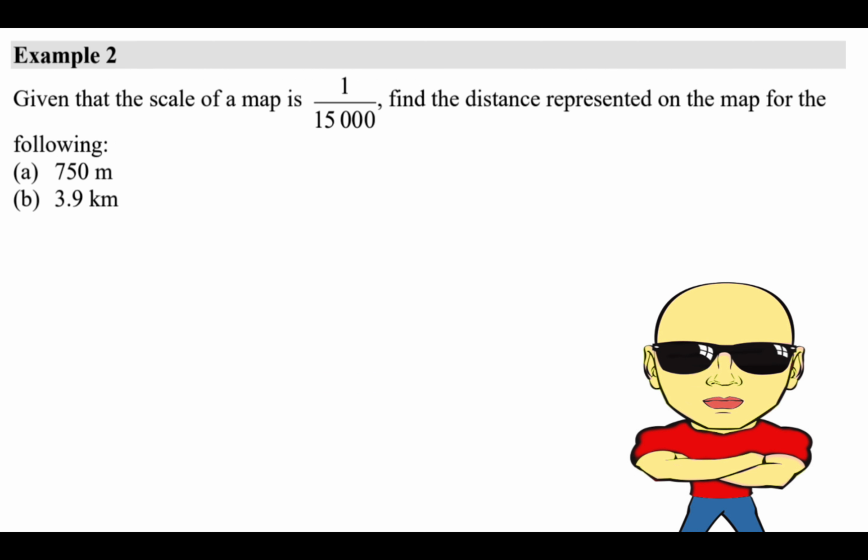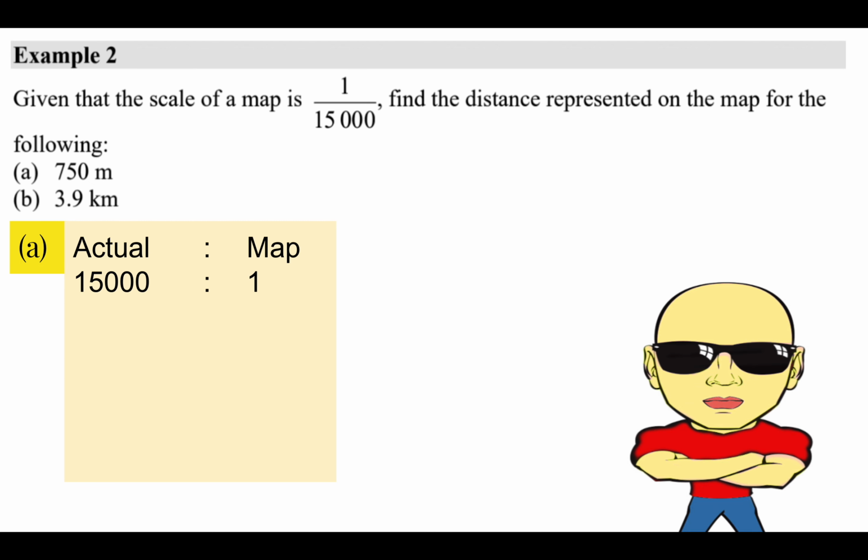Example 2, we are given the scale of a map, 1 over 15,000. Find the distance represented on the map for the following: 750 meters as well as 3.9 kilometers. So let's look at part A. Well, what we can do is express it as a ratio. As we know, we can express scale in either fraction or ratio. Putting it in ratio form allows us to make a very easy direct comparison. So the actual to map, the scale will go 15,000 to 1.